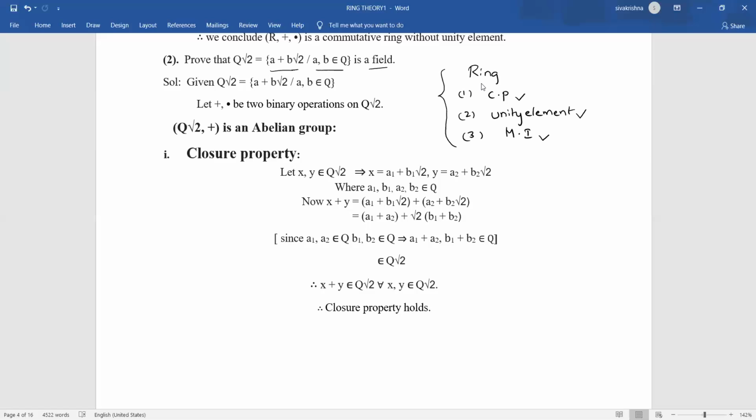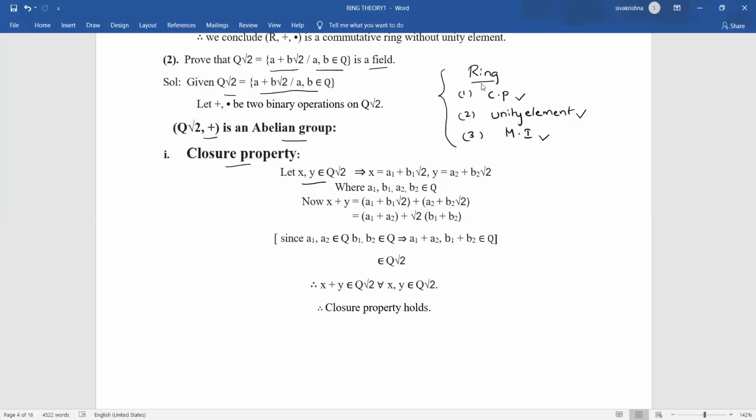So I am writing Q root 2 is equal to a plus b root 2, where a, b belong to Q. And once again I am considering two binary operations, one is plus and the second one is multiplication. In order to prove Q root 2 is a field, first we prove that Q root 2 is a ring. And in the ring, first we have to prove that Q root 2, plus is an abelian group. In an abelian group, we have 5 conditions. The first one is closure property with respect to addition. For closure property, we have to consider two elements x, y belongs to Q root 2.